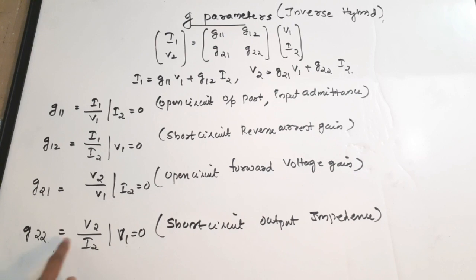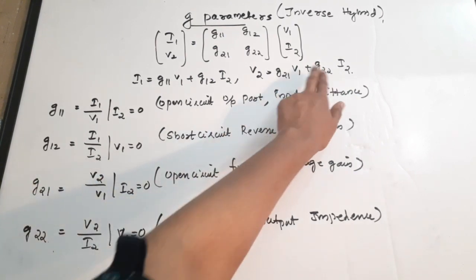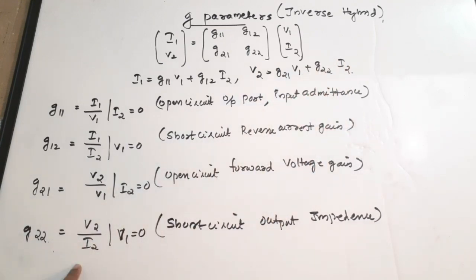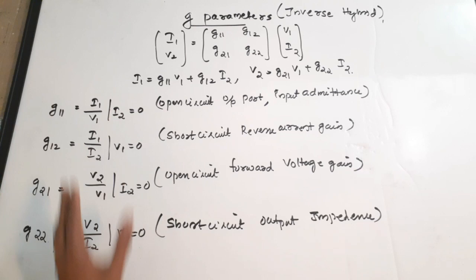Last one, G22 is equal to V2 by I2. V2 by I2 means it is what? Impedance, right? It is the output impedance, and it is created by making V1 equal to 0. So we are creating a short circuit. So it is a short circuit output impedance. Very simple. I'm telling you once again, don't memorize any of this by heart.